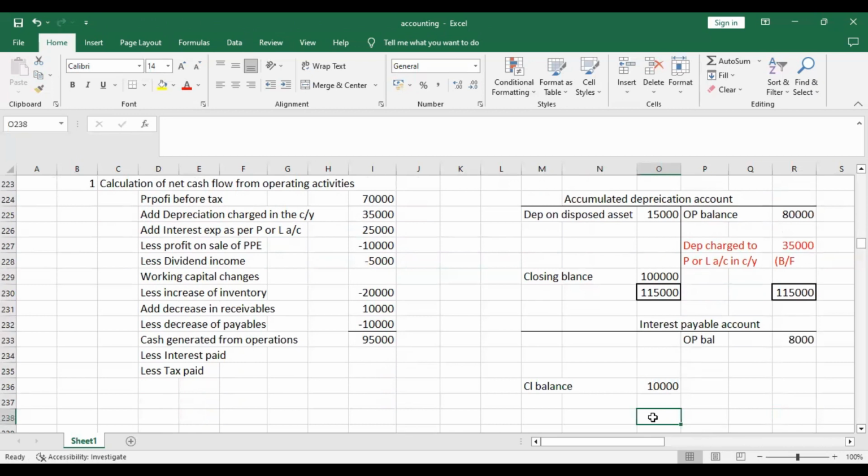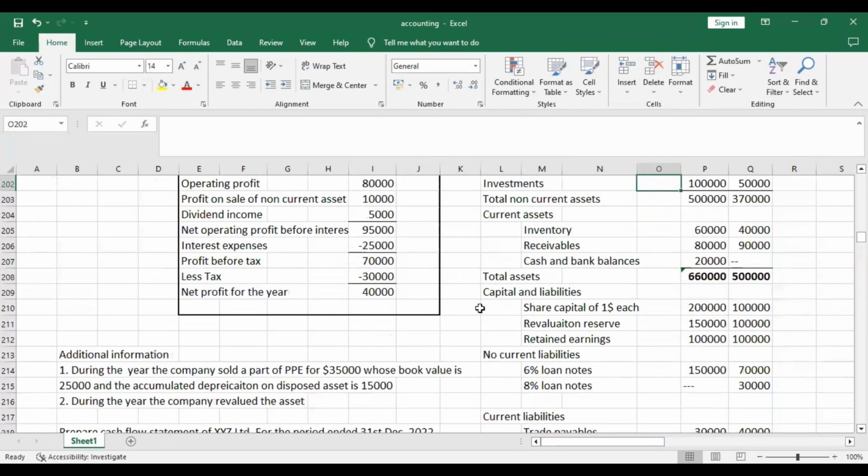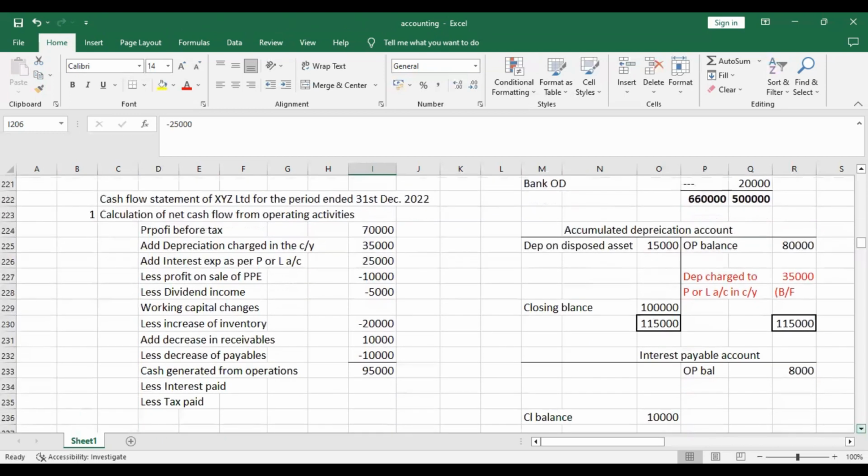Now, whatever interest is given in the P&L account, you have to credit to the interest payable account. So please check the interest expense as per the P&L account. How much is given to you? 25,000 is given to you. So take that interest, interest expense as per the P&L account, 25,000.